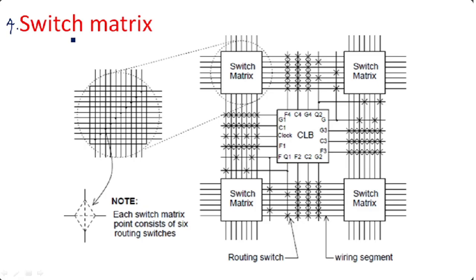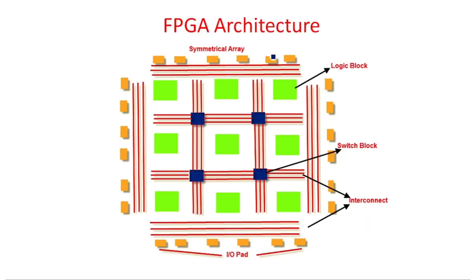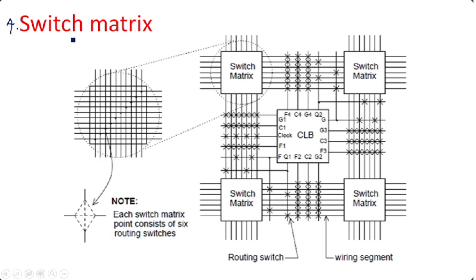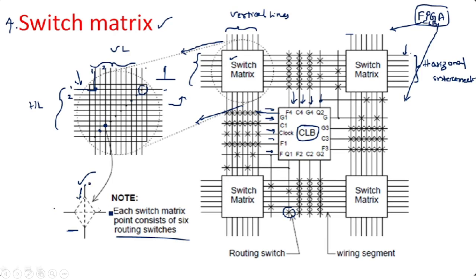and the switch matrix. Switch matrix means this one here, no? So this is a switch matrix. Interconnects are connected through a switch matrix. Inside the switch matrix, these dots will be there. Each dot again is in terms of this. Each switch matrix point has six routing switches, so it is vertical and horizontal.